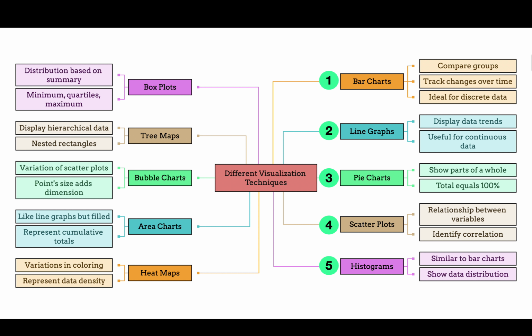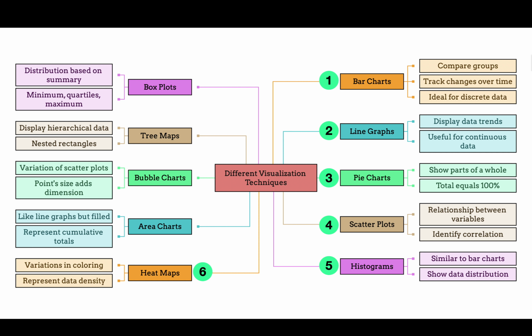5. Histograms, similar to bar charts but used for showing the distribution of a dataset. Good for understanding the frequency of certain ranges of values in a dataset. 6. Heat maps, visualize data through variations in coloring. Useful in representing the density of data, ranging from most intense to least.